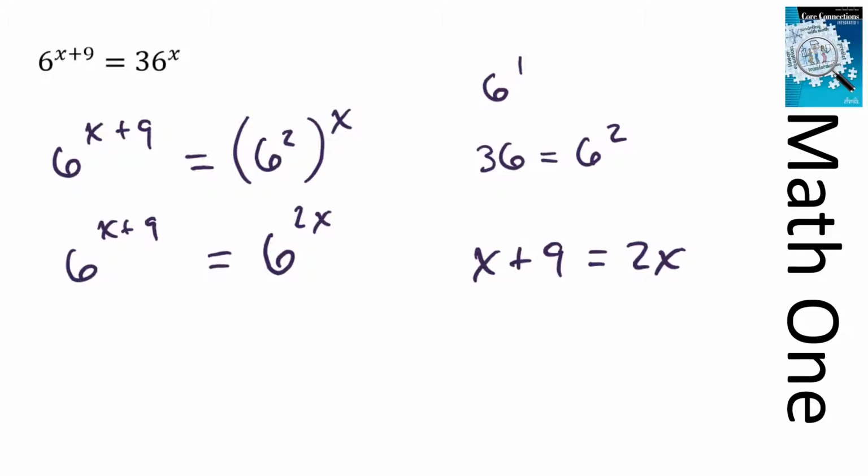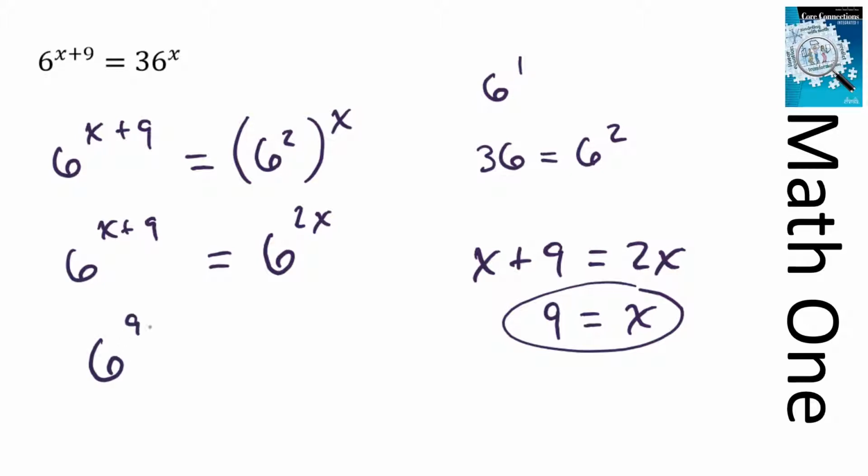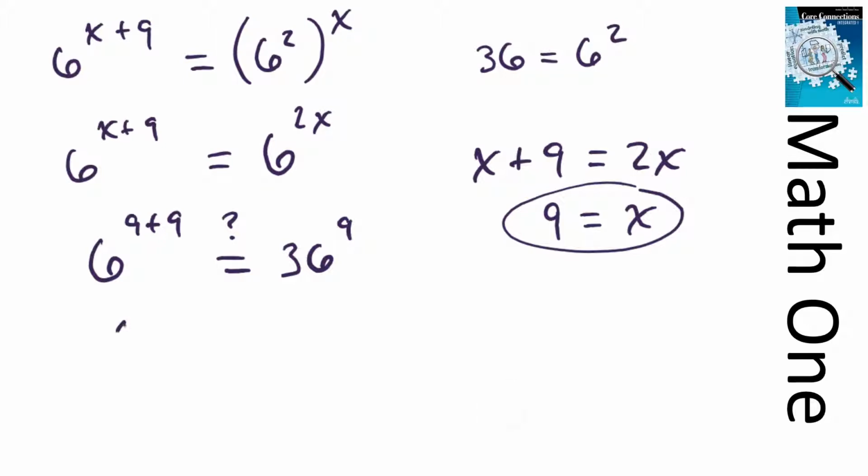And that's pretty simple to solve. If I take away x from both sides, I get that 9 has to simply be what x is. So this equation is true when x is the number 9. So what we're saying here is that 6 to the 9 plus 9 power should be the same as 36 to the 9th power, or 6 to the 18th is equal to 36 to the 9th. So take a look at it. Definitely true, and you can verify that computationally.